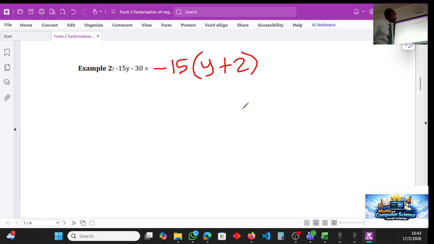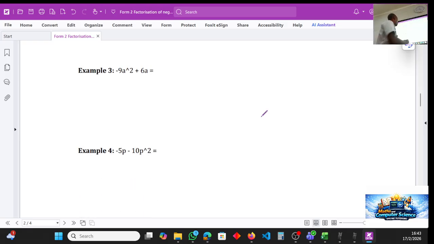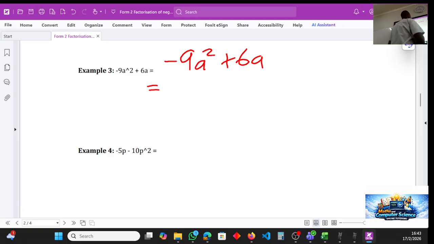Now, proceeding to the next example. This time around, I've got an expression. Let me rewrite it properly. That's minus 9a squared plus 6a. Now, I put my equal sign to the left. My interest is to factor out the negative. So definitely I'll start by putting the negative sign. Then I'll look at 9 and 6 to see what the HCF is. So the HCF is 3 since both are multiples of 3.